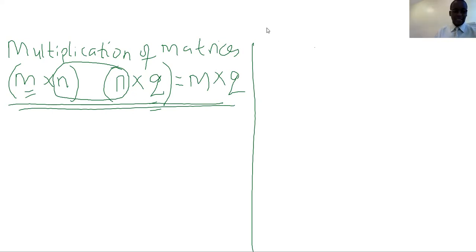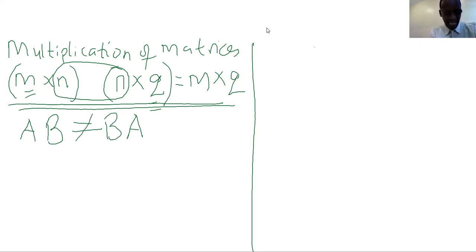When you have two matrices, A and B, and you are multiplying them, you expect the result to be the same as when you multiply B and A, as in a normal case with numbers. But that is not the case for matrices. Matrix A multiplied by matrix B is not the same as matrix B multiplied by matrix A. In fact, even the answers will not be the same, as we are going to see as we move on. So the way the matrix is arranged determines whether it is compatible or not.